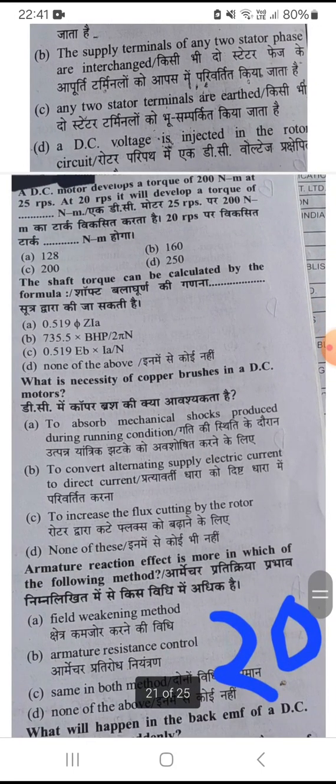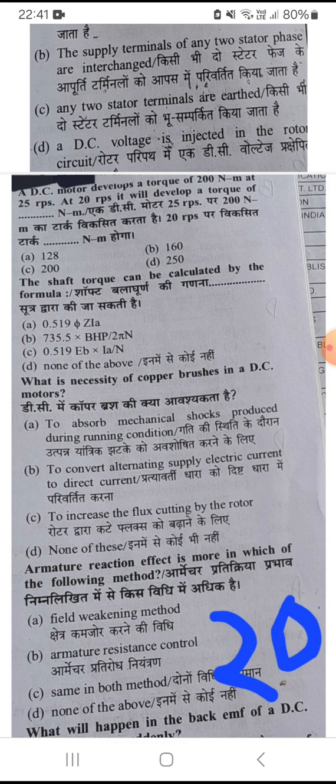Next, a DC motor develops a torque of 200 Newton meter at 25 rps. At 20 rps, it will develop a torque of what? This is a numerical question. We know that T1 by T2 equals N2 by N1, because the torque of a DC motor is inversely proportional to its speed, so T2 equals T1 N1 by N2, that is 200 into 25 by 20, so 250 Newton meter is the right answer.